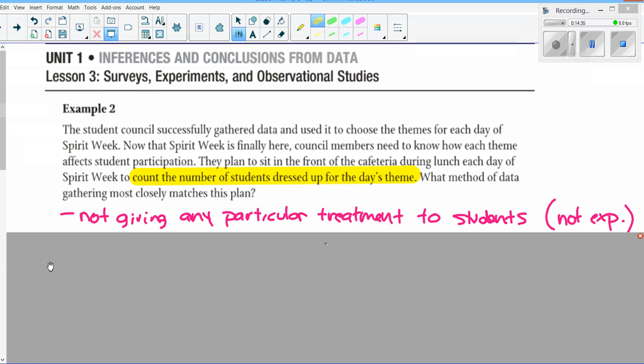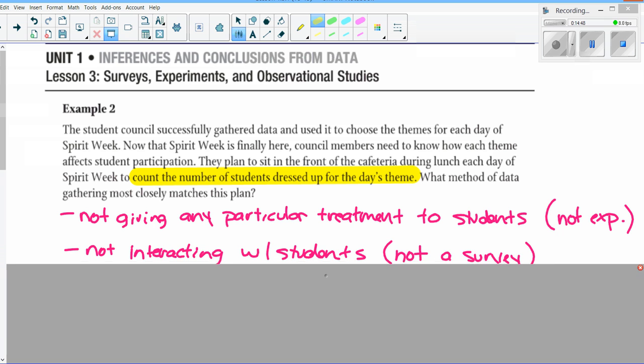I made some notes here that I would write down if I were you, just to point out why it's not certain things. Okay, so nowhere in there did they say they were giving any particular treatment to students, so it's not an experiment. Okay, so that's what that means. Nowhere in here did they say that they would be interacting with students. Okay, so they're not interacting.